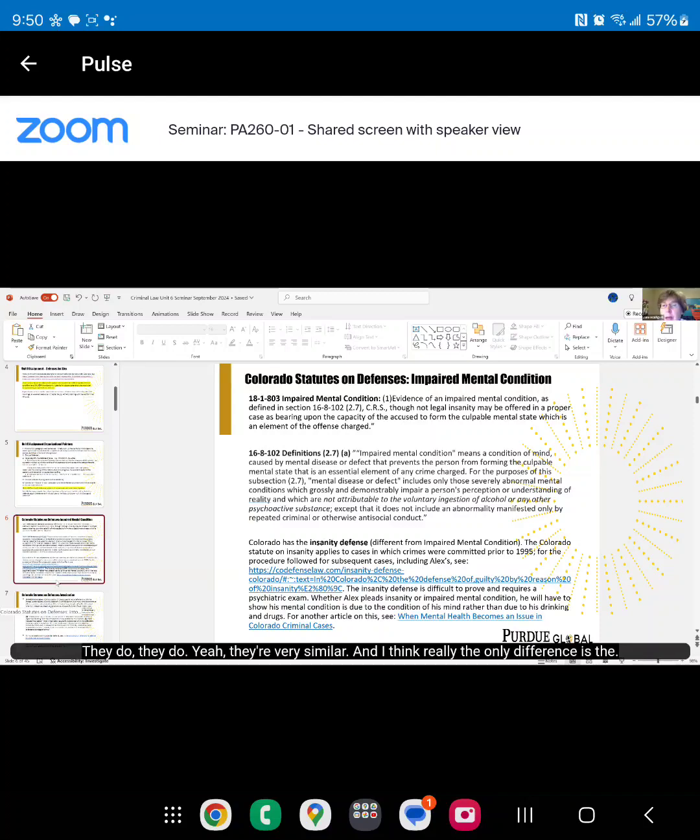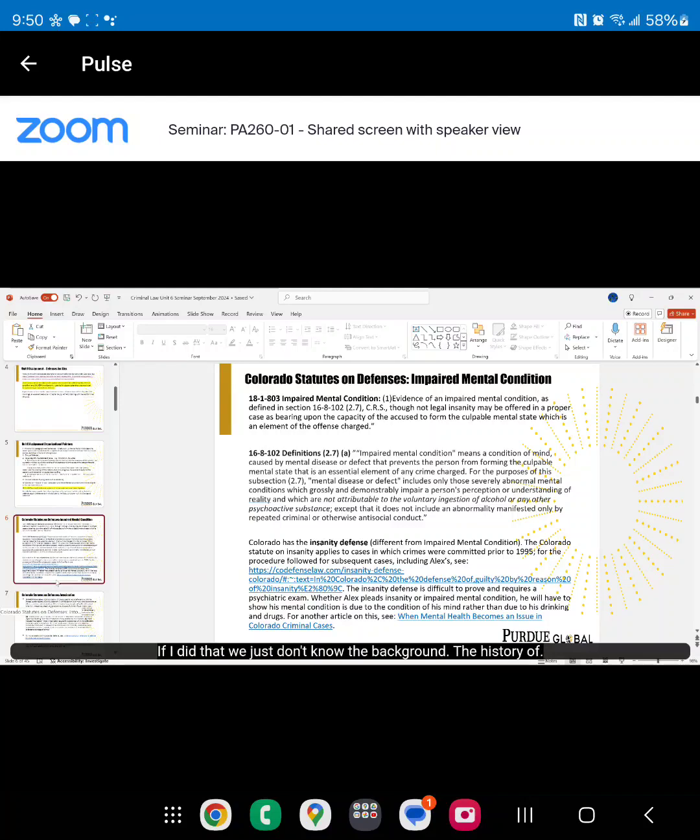Yeah, they're very similar. And I think really the only difference is the insanity defense is just a harder thing to prove, because in Colorado it follows the M'Naghten test, where you have to show there's an underlying mental disease. That's what I was about to say. So I was going to ask you if I did that.